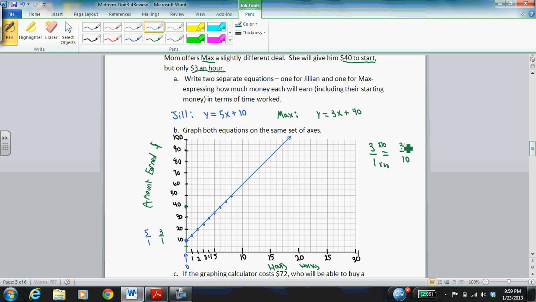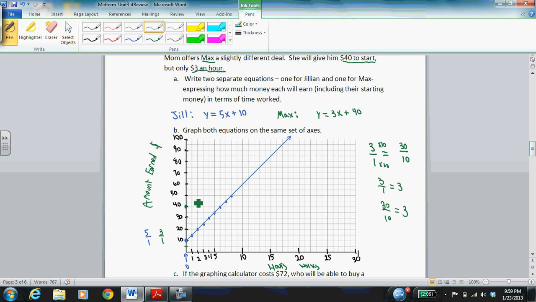So can everyone see that 30 divided by 10 is the same thing as 3 over 1? Because 3 over 1 is 3. 3 divided by 1 is 3. 30 divided by 10 is also 3. So those are equivalent. They mean exactly the same thing mathematically.